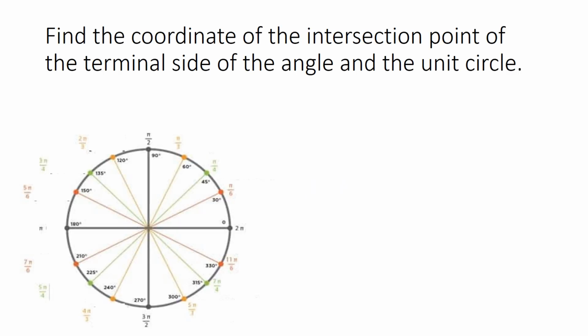Suppose that we are going to find the coordinate of the intersection point of the terminal side of the angle and the unit circle. So if this is our terminal side of the angle and the unit circle here, then what we are going to look for are these points here.